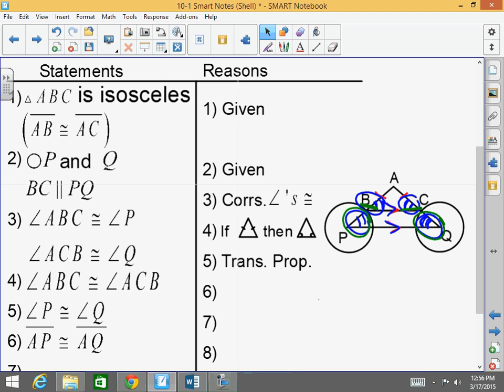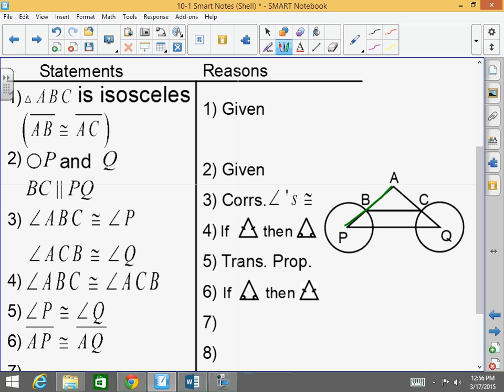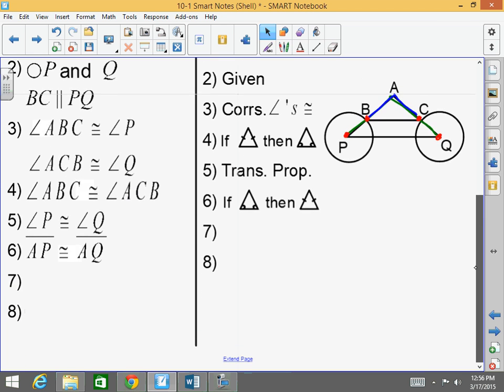Transitive. Now, if those two guys are congruent, guess what? Now I can say that AP is congruent to AQ because if angles, then sides. Now I said that this is congruent to this. But we had stated from the beginning that AB is congruent to AC, right? So what do I know now about PB and CQ? They're congruent. Why? Because of subtraction property. Very good, my brothers.